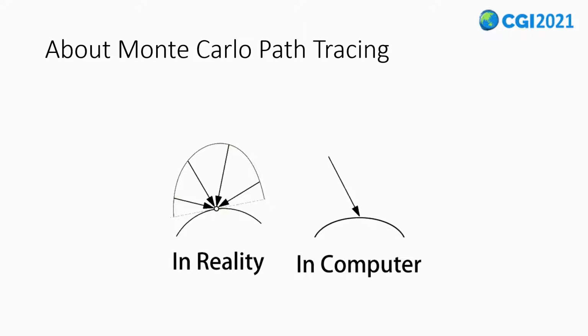This is because a surface point's reflection energy is an integral over solid angles. Computers cannot handle solid angles, but a single direction instead. So we need to sample tremendous directions to simulate this process.